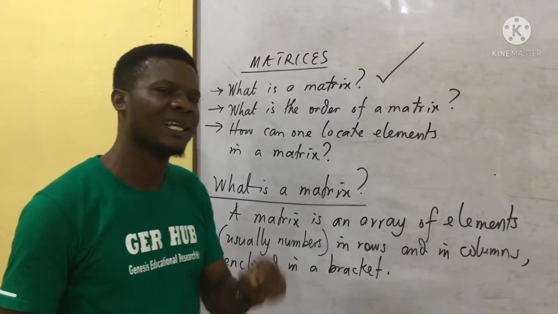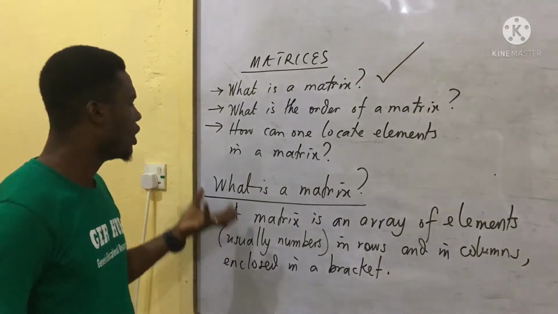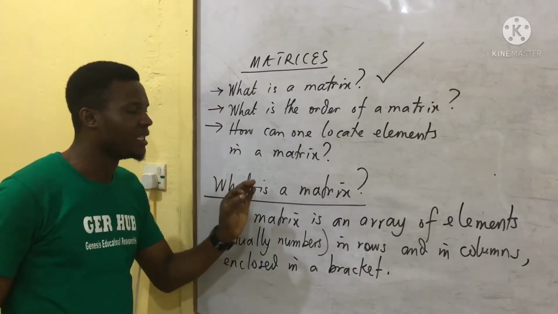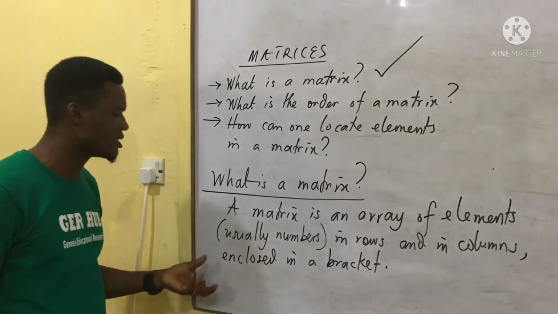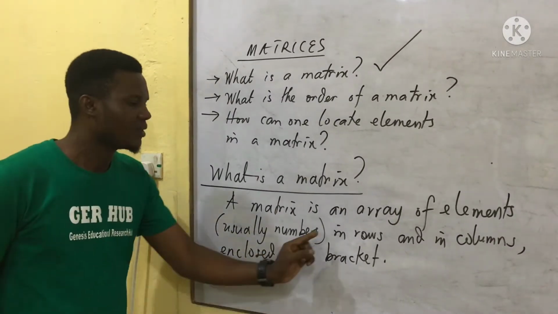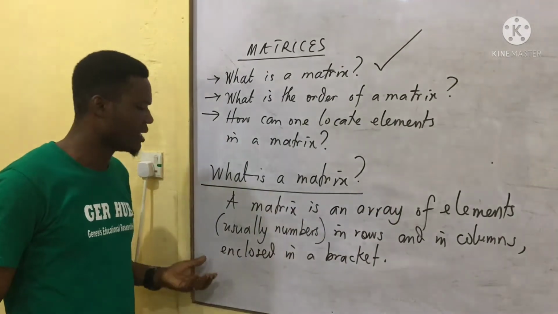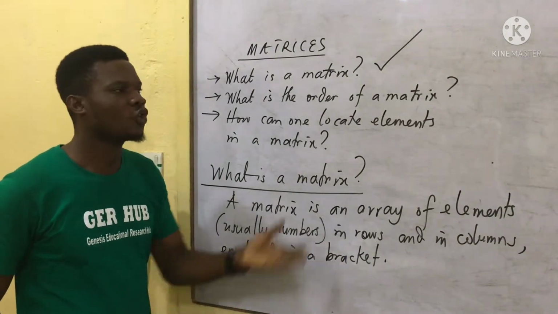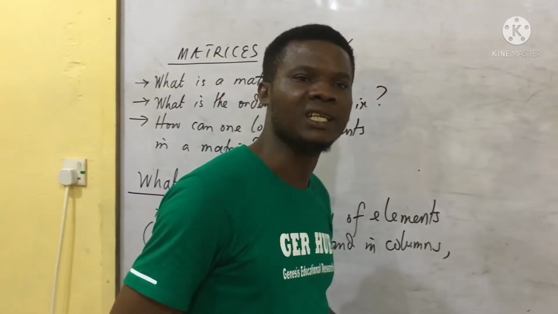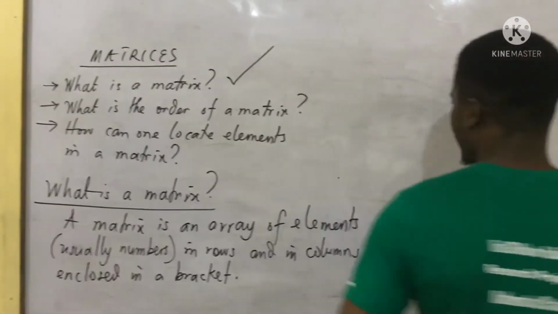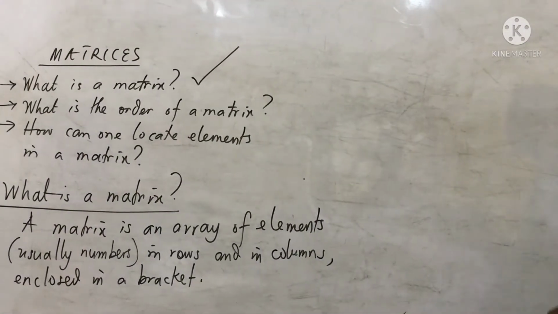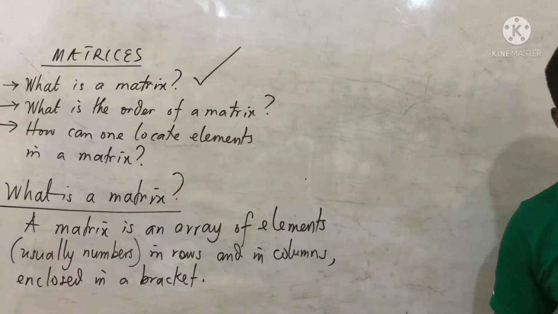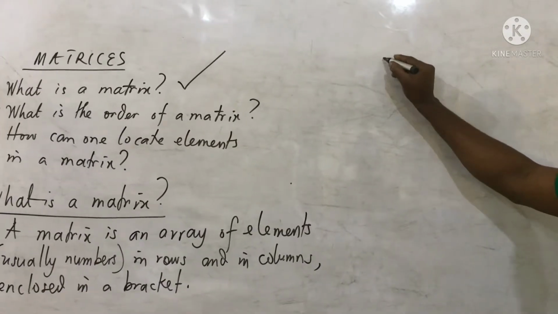so that you end up understanding what a matrix is at the end of this video. So what is a matrix? A matrix is an array of elements, usually numbers, in rows and in columns, enclosed in a bracket. So come over to this point and let's see what that means. By that definition, it means what is called a matrix looks like this.